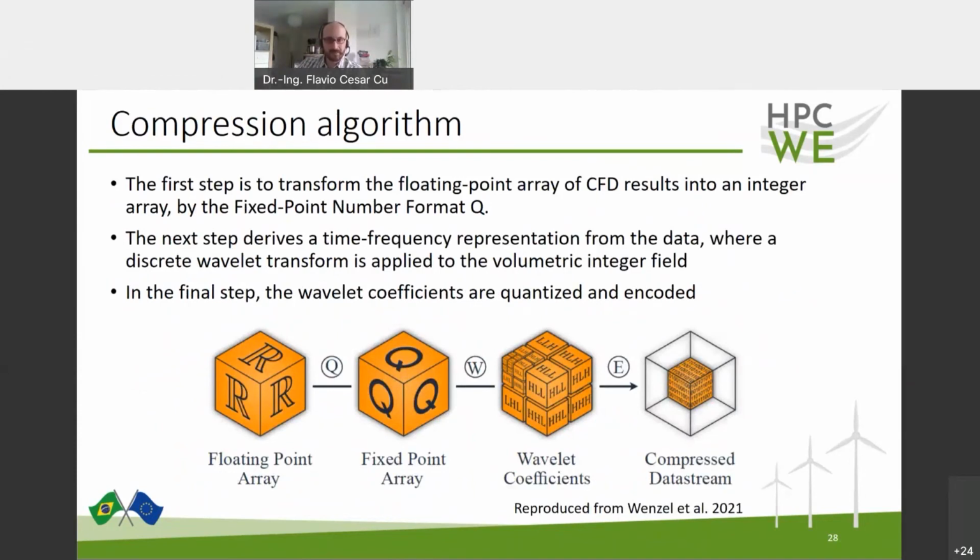Then from this, we have the floating point numbers. Then we change that to integers, calculate the wavelet coefficients, and we get the compressed data stream that's then stored in the storage system.